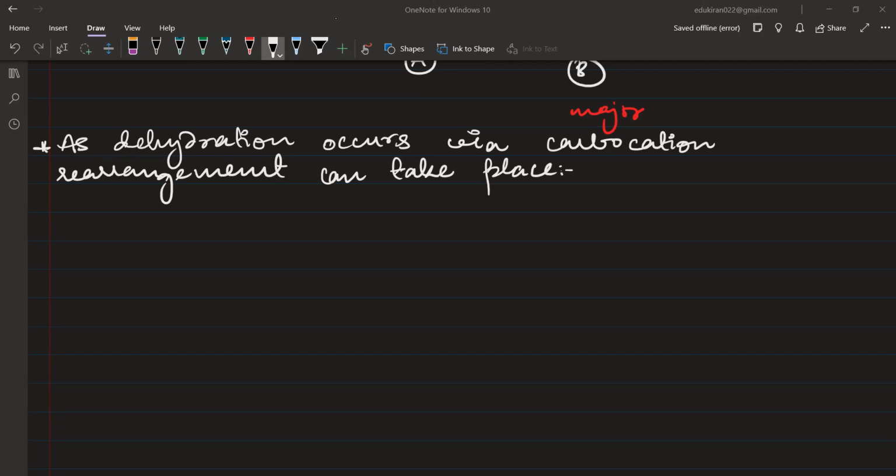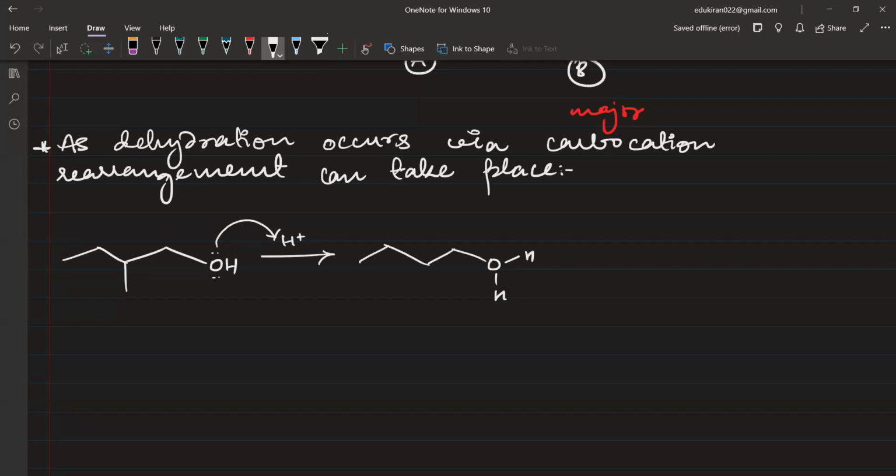Okay, guys, listen. OH. Okay, and we have an alkyl group here. Now, in the first step, what is going to happen? H plus is here. It is going to attack like this. And we are going to get hydrogen, hydrogen, and a positive charge. And then an alkyl group here.